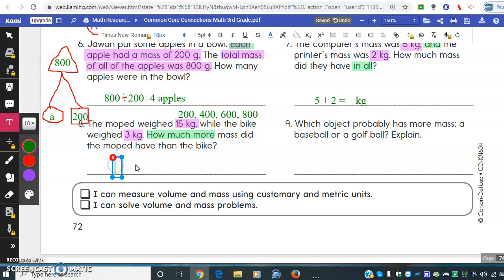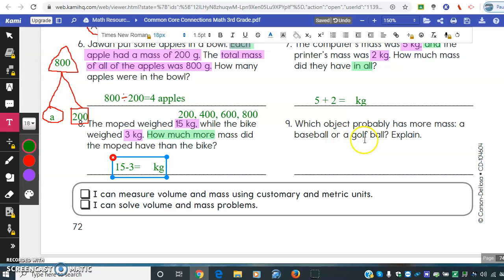So we're going to subtract. We're going to do 15 minus 3 to find the answer here. And the reason why is because of the how much more. When you're trying to find out two things that weigh different amounts and which one weighs more or less, you're going to subtract to find the difference. I'm going to let you do the math on that on your own and make sure that you do it in kilograms. Number 9. Which object probably has more mass?